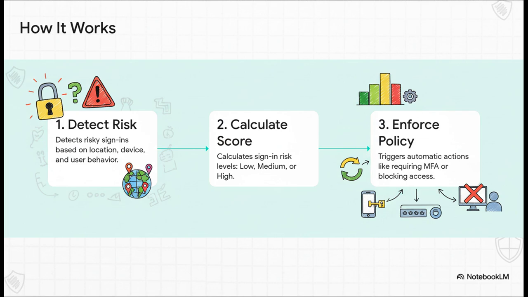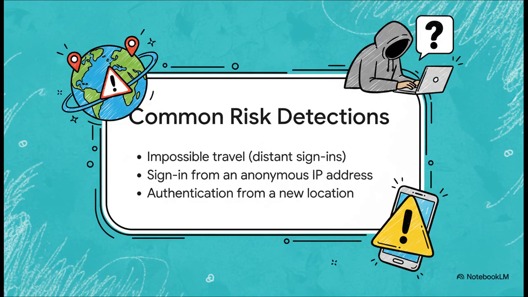The way it works is actually pretty straightforward, but it is incredibly powerful. First, it spots a risk, like a login from a weird place. Second, it calculates a risk score, low, medium, or high. And third, it automatically enforces a policy that you set up beforehand, like forcing an MFA prompt or just blocking access completely. So what kind of sneaky stuff is it looking for?